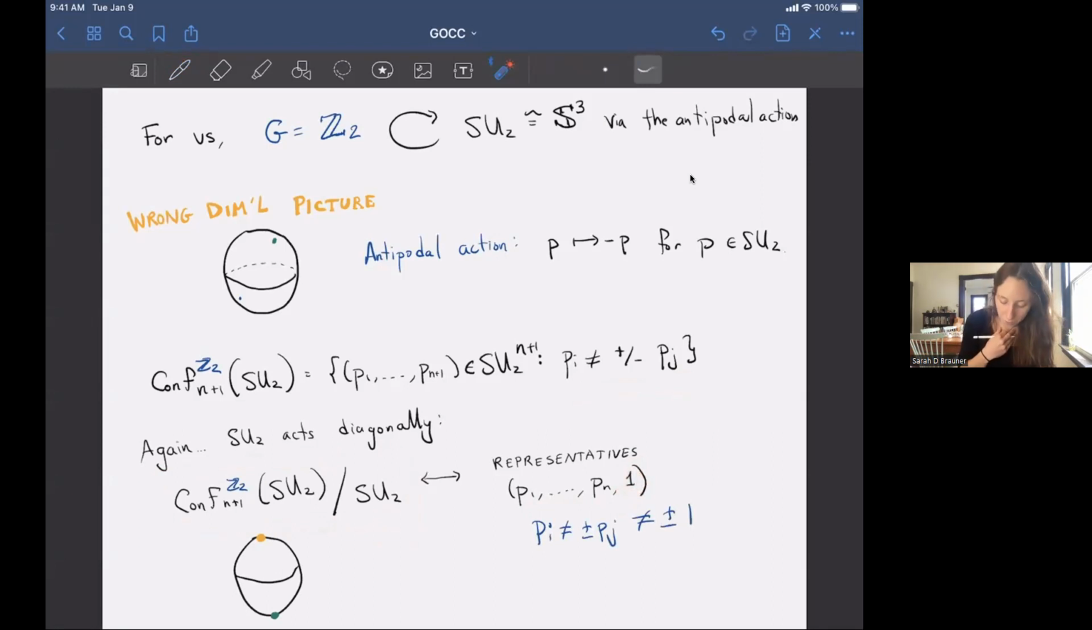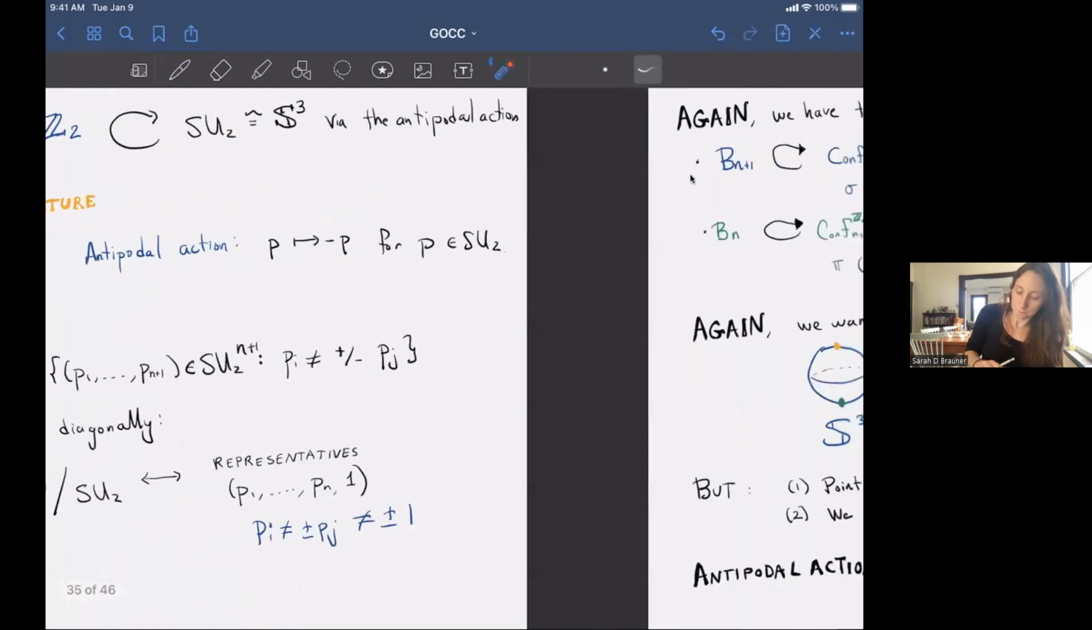Pictorially, what this looks like is I'm picking n points on the sphere, but I can't pick the South Pole or the North Pole. That's plus or minus 1. And if I pick this point, I can't also pick its antipode. So there are more conditions.